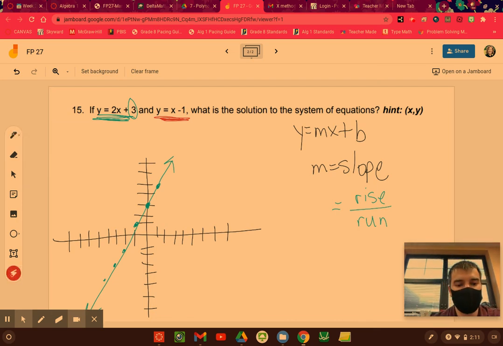So now let's look at y equals x minus 1. So again, our y-intercept is that number by itself. So our y-intercept is negative 1. Now what is our slope here? Our slope here is this understood 1 right here. Since it's a positive 1, it's going to go up and to the right 1. And if we're going to go down, we're going down to the left 1.